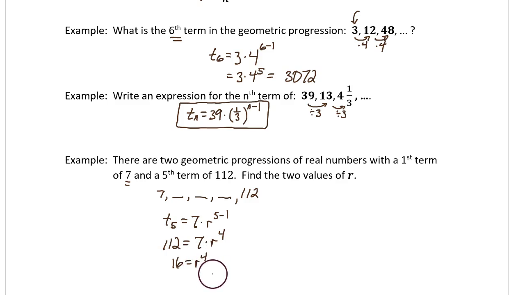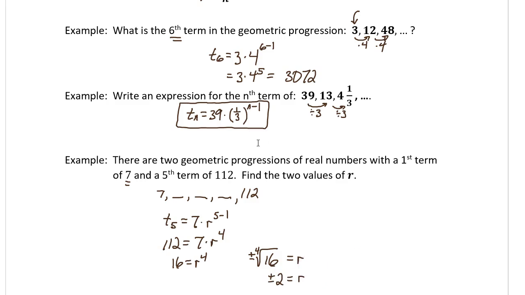Do you see why the directions say we're going to get two values of r? Because to solve this, you take the fourth root of both sides. But when you take an even root, you have to do plus minus. So our answers for r are positive or negative 2.